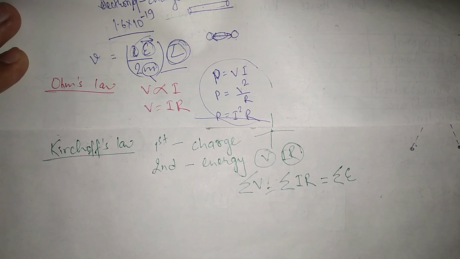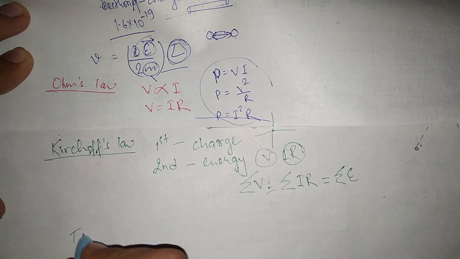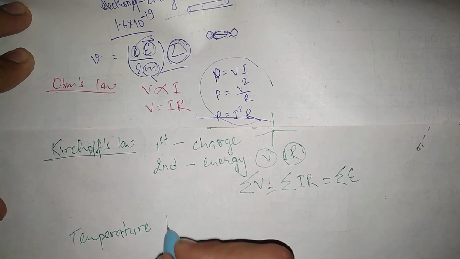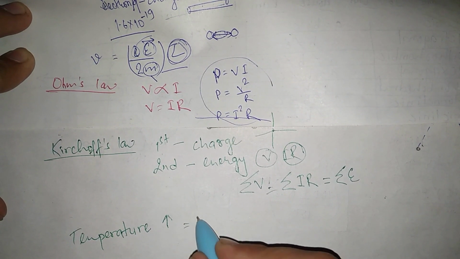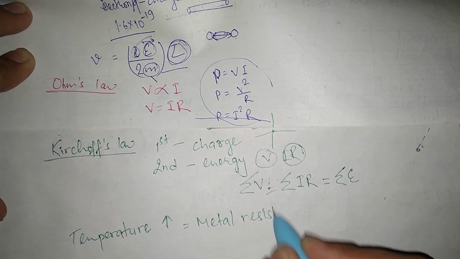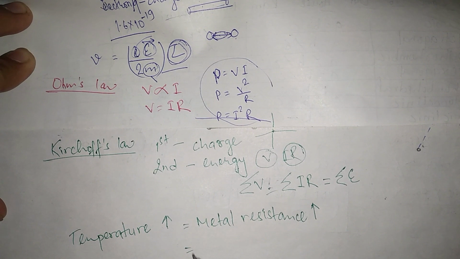Now, the effect of temperature on metal and semiconductor. When temperature increases, metal resistance increases, but when temperature increases, semiconductor resistance decreases.